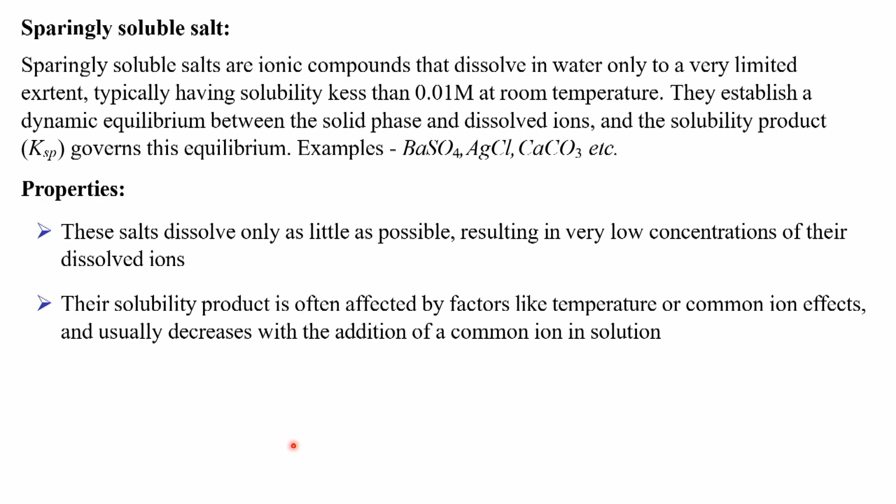So what are sparingly soluble salts? Sparingly soluble salts are ionic compounds that dissolve in water only to a very limited extent, typically having solubility less than 0.01 mole at room temperature. They establish a dynamic equilibrium between the solid phase and dissolved ions, and the solubility product Ksp governs this equilibrium. For example, BaSO4, AgCl, CaCO3 are all sparingly soluble salts in water.